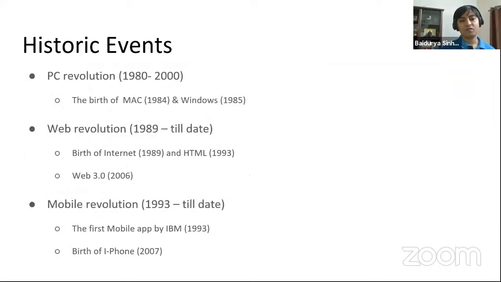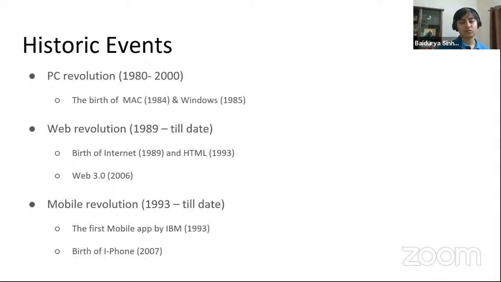So let's look at key historic events which led to the evolution of UX, right? One is the PC revolution, from 1980 to 2000, with the birth of the Mac and the birth of Windows. This boosted the growth of UX with a lot of GUI interfaces that came into the picture. In the web revolution, from 1989 with the birth of the internet and then HTML in 1993, it became much bigger with a lot of web interfaces, and Web 3.0 in 2006, where a lot of different functionalities were added to the web capability. So a lot of web applications came into being, right?